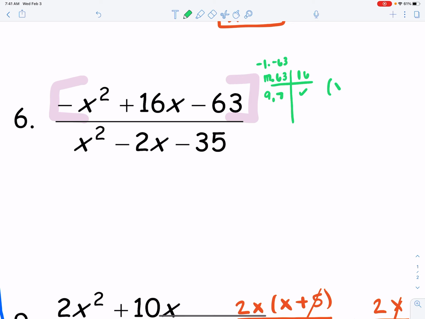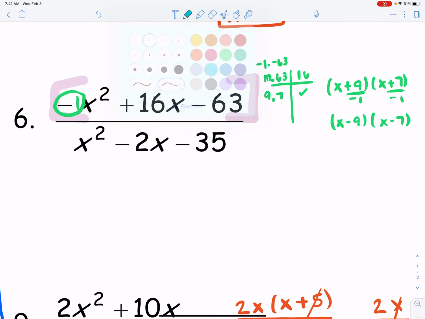So a lot of you then came over here and said, okay, well, so we have x plus 9 and x plus 7. But then you remembered that if a is not 1, you have to divide by it. So then you divided by -1. And then you got x minus 9, x minus 7, which looks great, but it's not right. And here's why. When your leading coefficient, a, the number with x squared, is a negative, you cannot use this method. You can, but you have to take out the negative first.